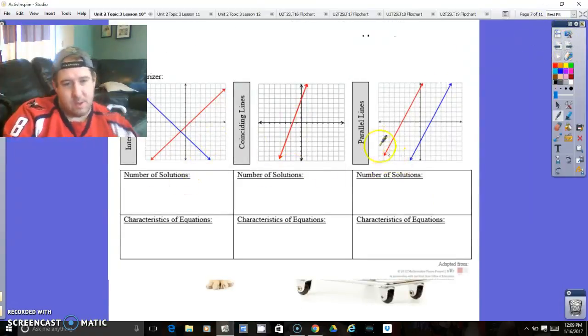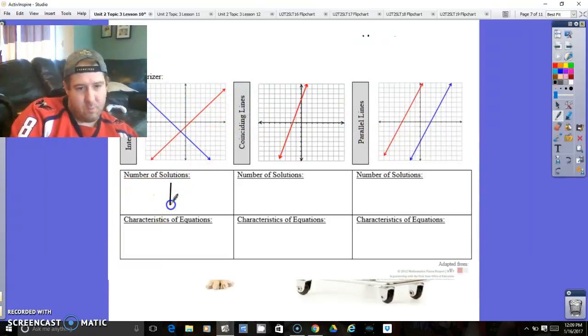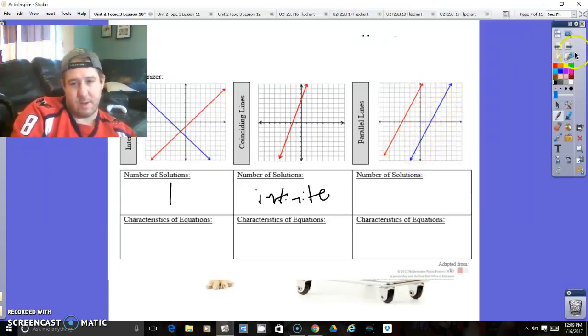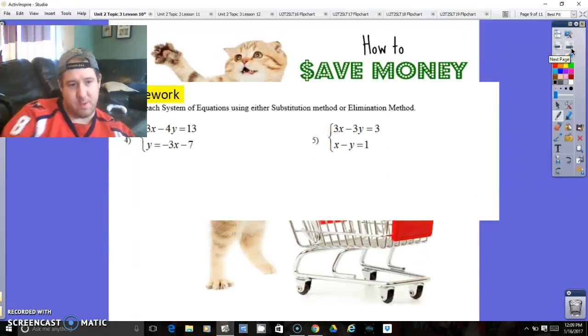All right, so this is what it looks like in the end. This is a great summarizer of what I was just talking about. This is going to have one solution. This is going to have an infinite amount of solutions. And this is going to have no solutions because these lines are never going to intersect. All right, we're going to skip this because this has to do with a system of 3 equations. So getting to the homework, solve each system of equations using substitution or elimination method.